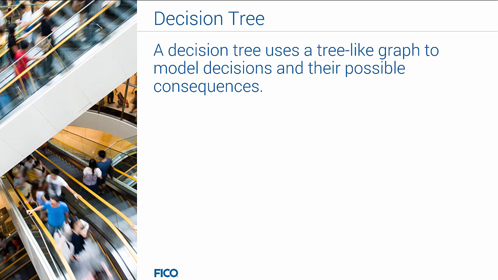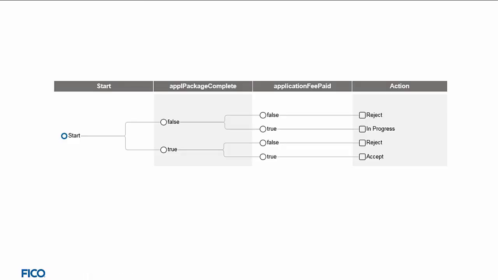A decision tree uses a tree-like graph to model decisions and their possible consequences. In a decision tree, all the condition nodes on a single level represent the segmentation of the same variable. Each level is a variable in the business object model.